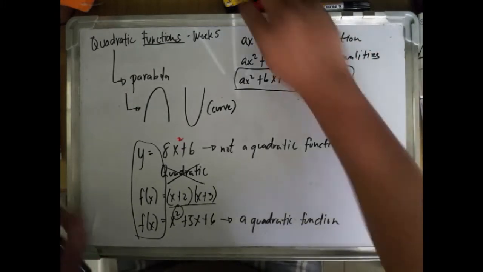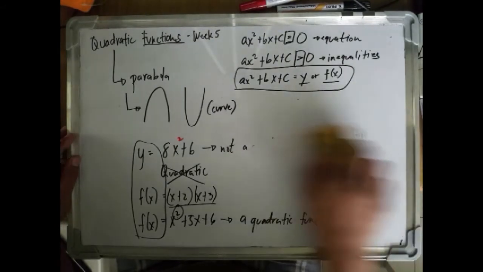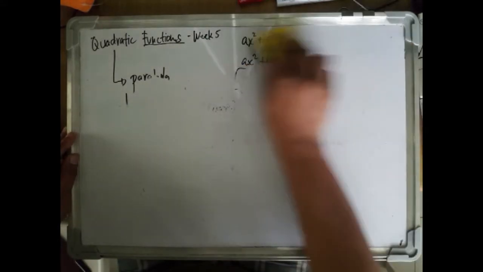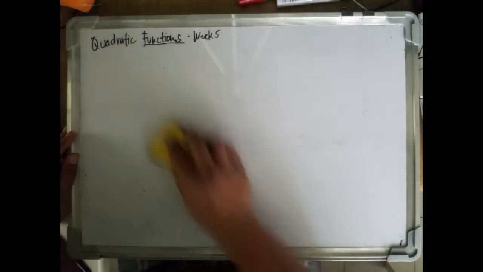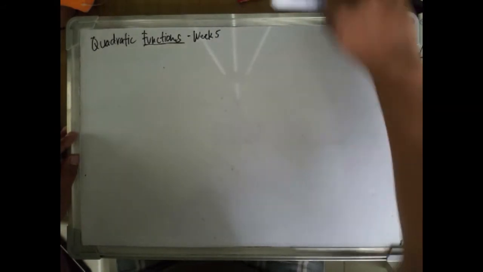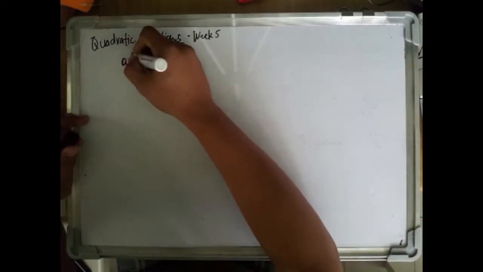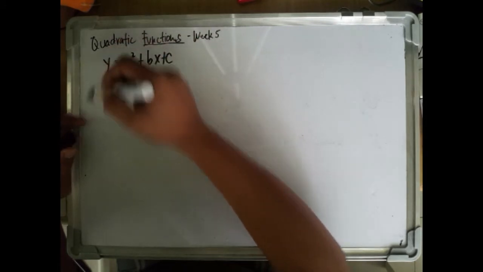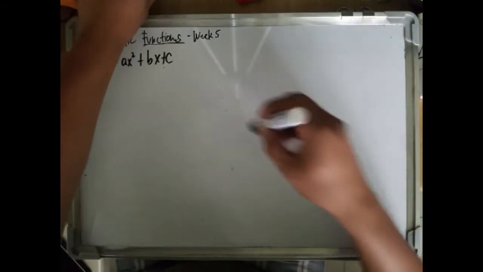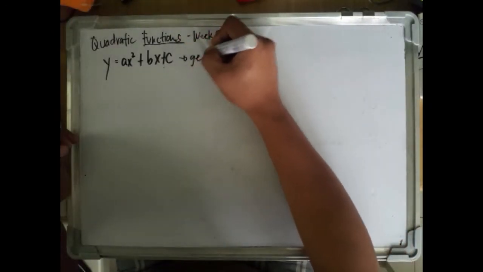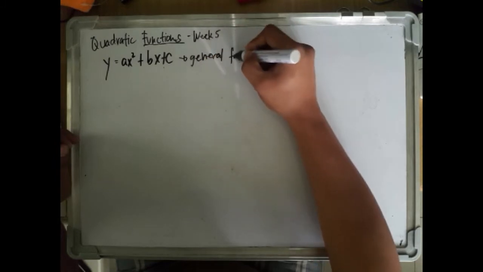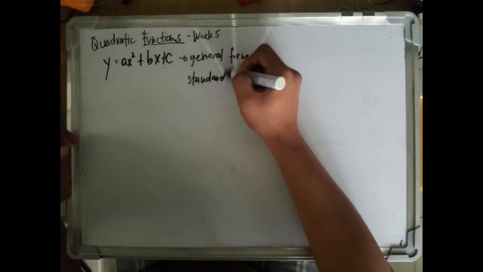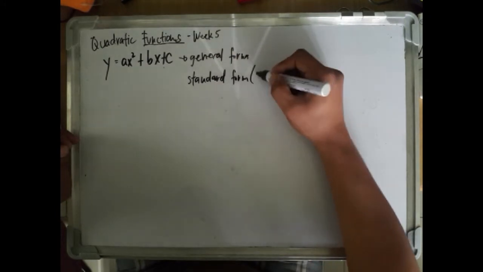Next natin, after we identify quadratic functions from mga hindi quadratic function, identify natin yung tinatawag nating standard form. Ano ba yung standard form? Noong una, ang alam lang natin sa mga quadratic function ay yung ax squared plus bx plus c. Gawin natin y. Ang alam lang natin ay ganito. This is your general form. Ano ba yung tinatawag na standard form? May iba pa siyang tawag. This is called the vertex form.